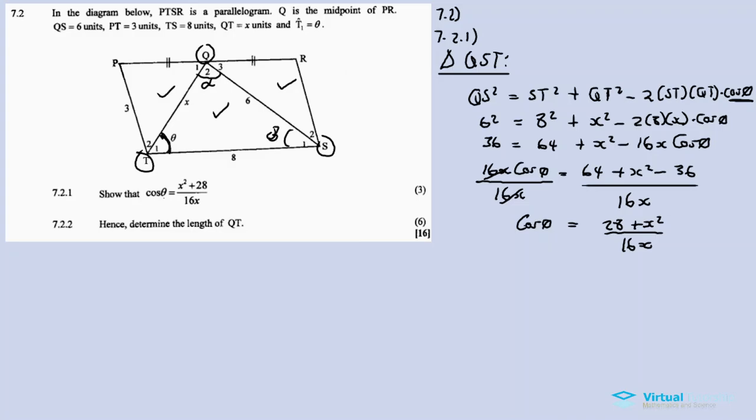Now for 7.2.2, again here we want the length QT. Remember, QT is given as x, right? They say determine the length of QT, which means we need to find the value for x. Now in order to calculate the value of x, I need to set up an equation. The equation I set up must help me calculate the value of x.